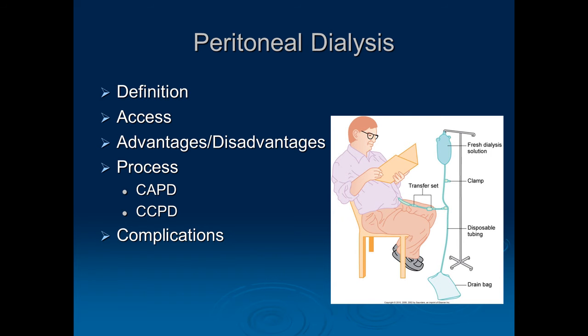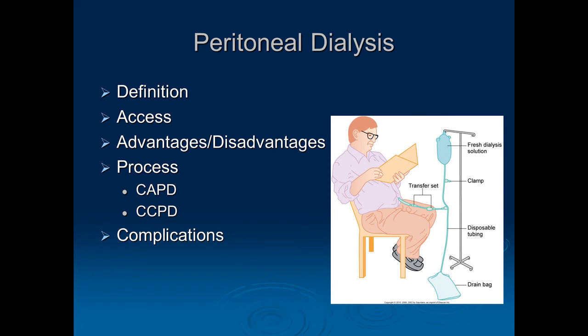The disadvantages: there's risk for peritonitis. The patients may have elevated serum lipids, and the body image may be disturbed. But the body image is going to be disturbed anyway. It doesn't really matter which way you do it. Patients cannot use peritoneal dialysis if they've had recent abdominal surgery or have a lot of abdominal trauma or scarring.